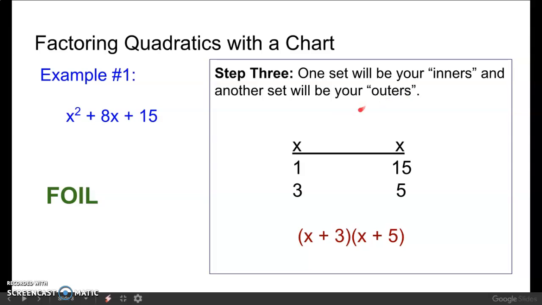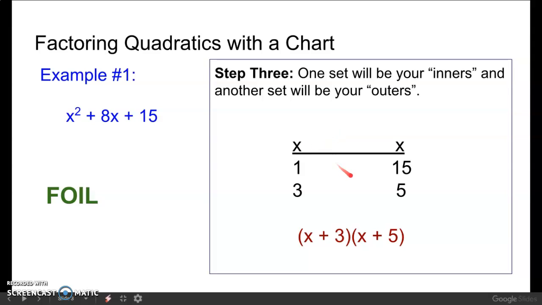All right, and then step 3. First of all, see how I wrote FOIL here? All right, so this is just a mnemonic device that we used. Firsts, outers, inners, last. Well, this becomes useful again here because one set of numbers will be your inners and another will be your outers.